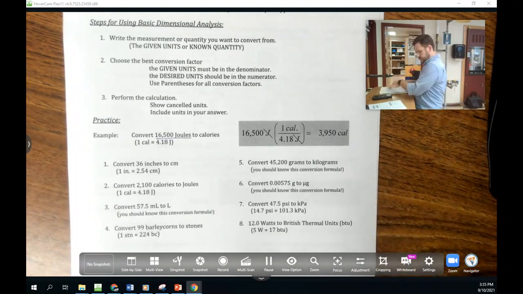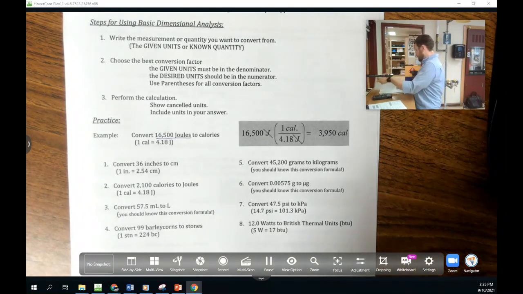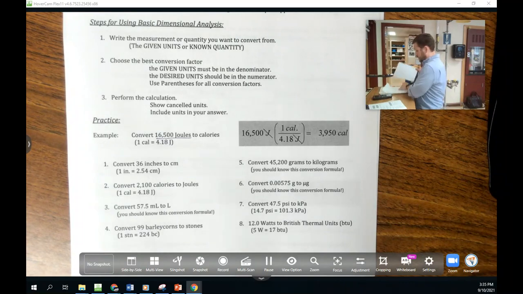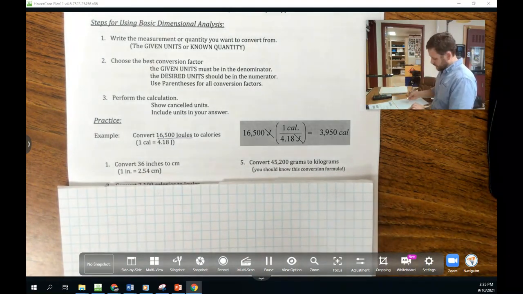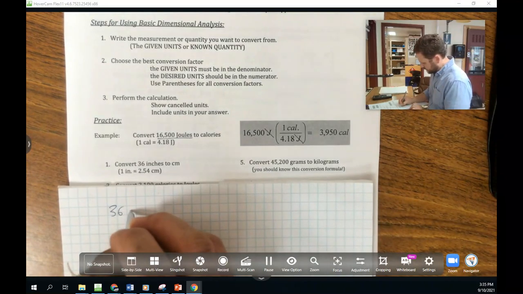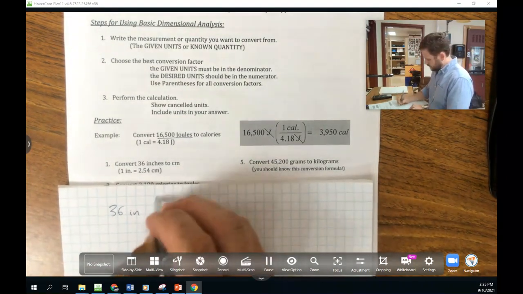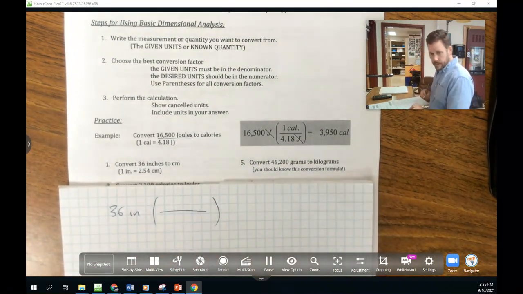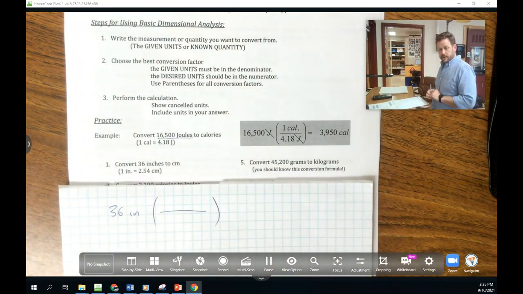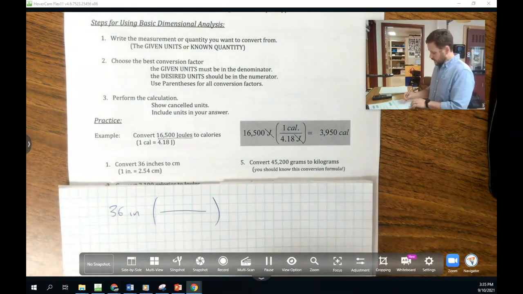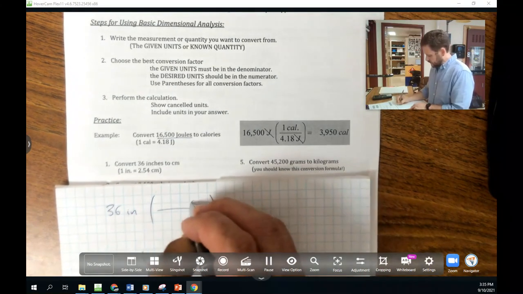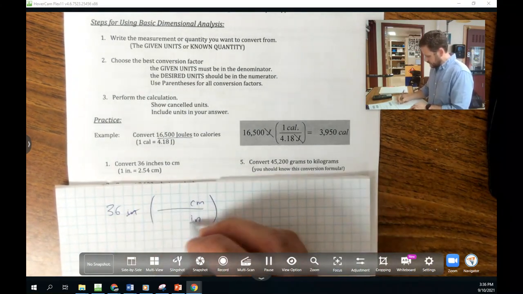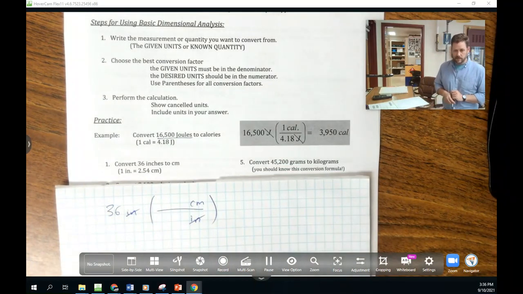If I want to convert from 36 inches to centimeters, the first thing I want to do is write down the quantity that I'm going to start with, and that would be 36 inches. And then I'm going to put just an empty set of parentheses for the conversion factor. The units I want to get rid of are inches, and the units I want to end up with are centimeters. If I set it up like this, then you can see inches will cancel.